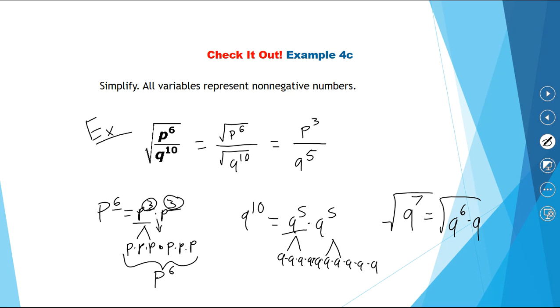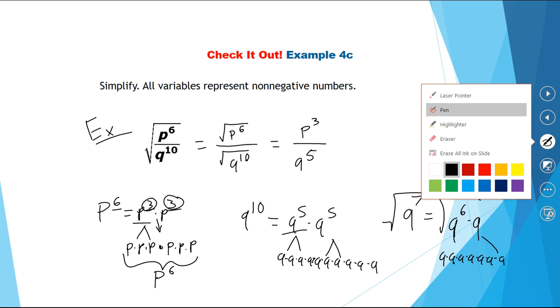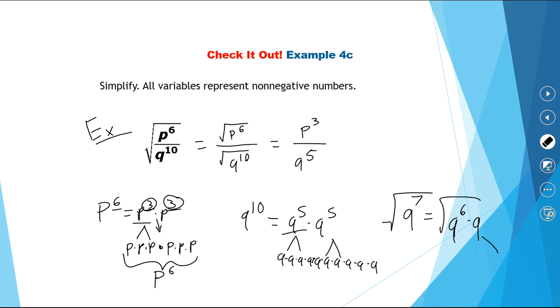And the reason is because, again, this is still 7 q's. This is 6 q's multiplied together, and then that's 1 q multiplied to it. So it's still q to the 7th, technically, but we can separate them out. Right? And, of course, do the square root of q to the 6th, and then do the square root of q.